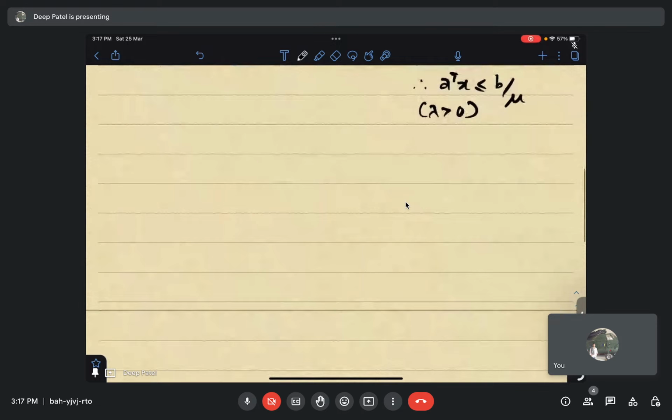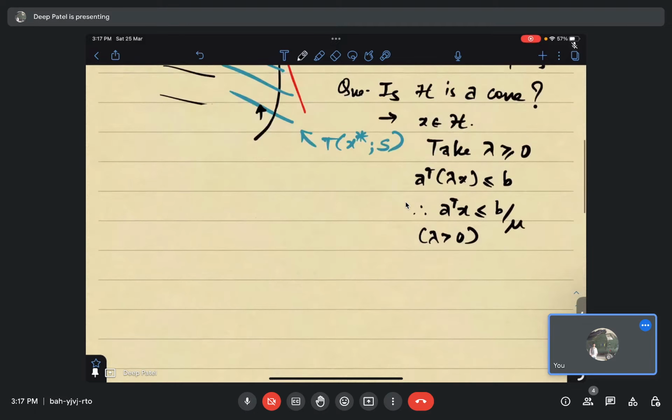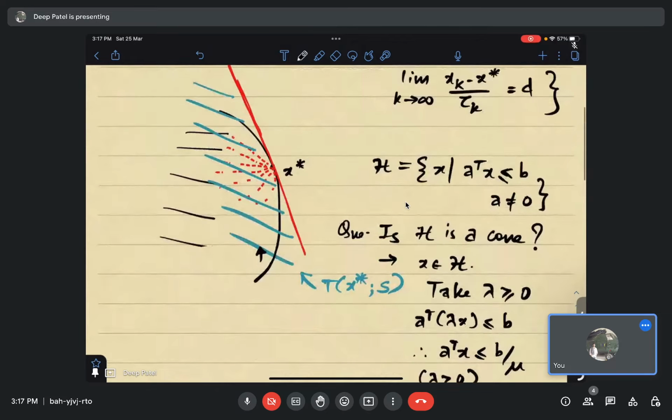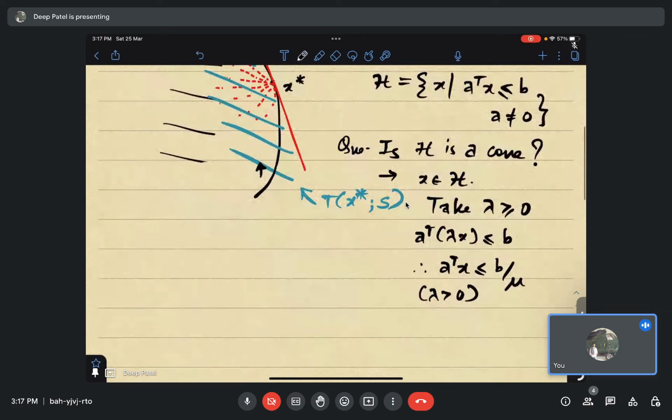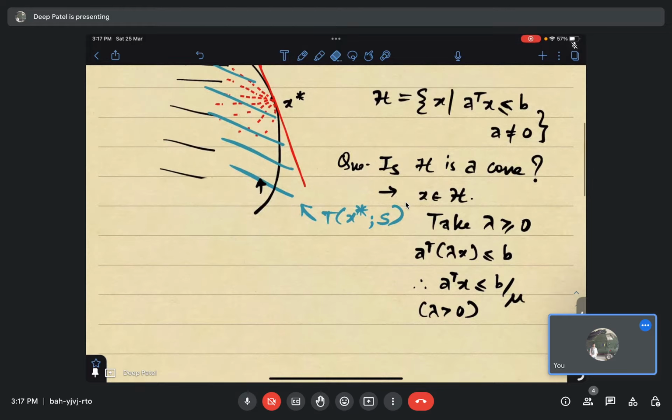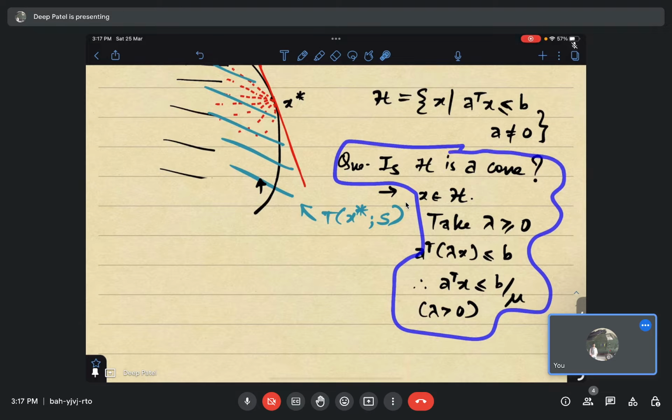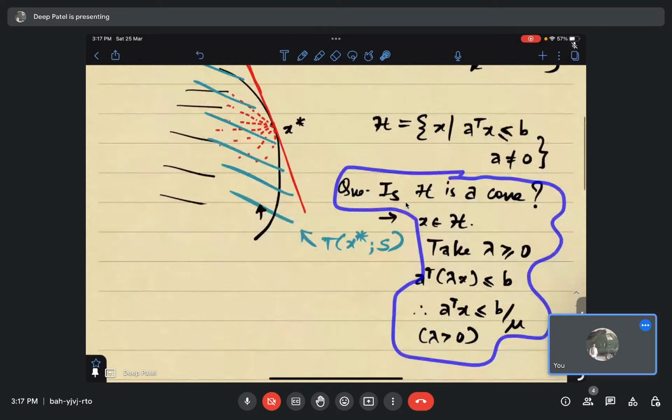Okay, let's see. Should I finish this part, or I'll just leave this. Then I'll remove this part because for a general A, I don't think you can say anything.